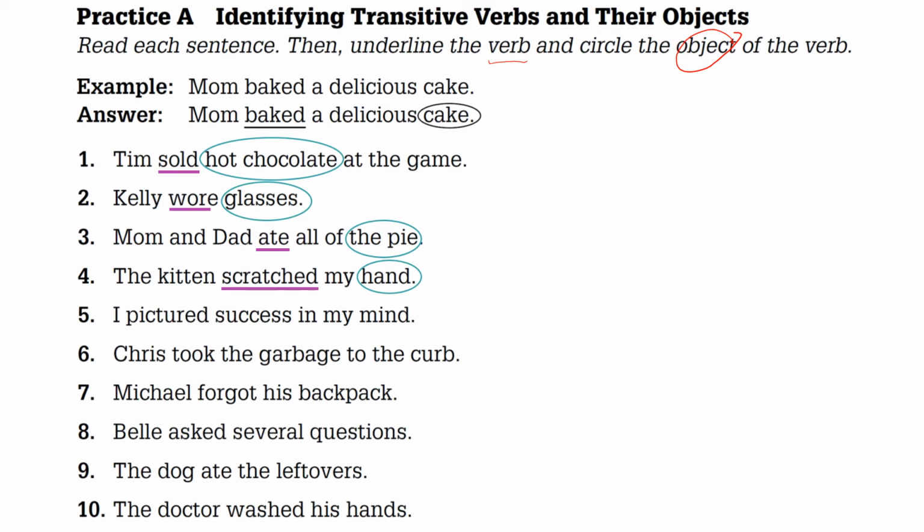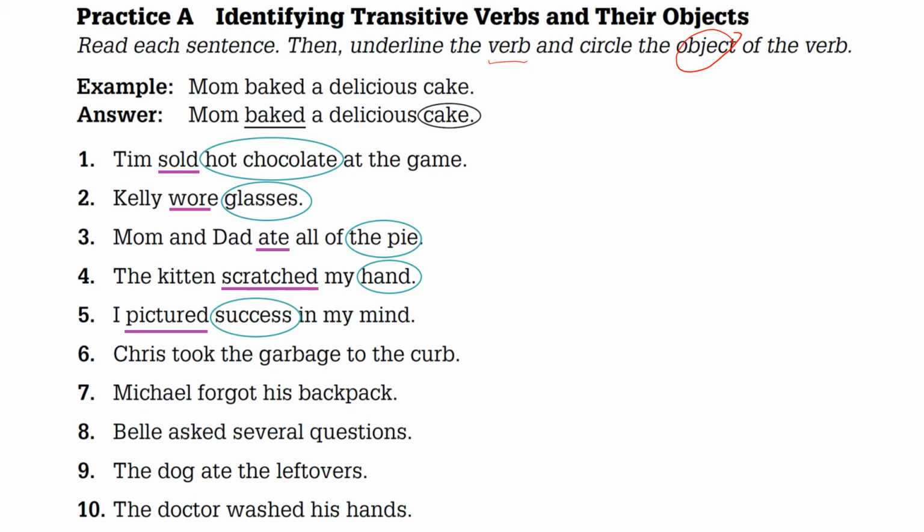Number 5, I pictured success in my mind. So pictured is the verb. As you know, the word picture is famous. It's used as a noun, but it can also be used as a verb. It means to visualize or think. So pictured what? Success. As long as I can answer this question, it is always transitive.